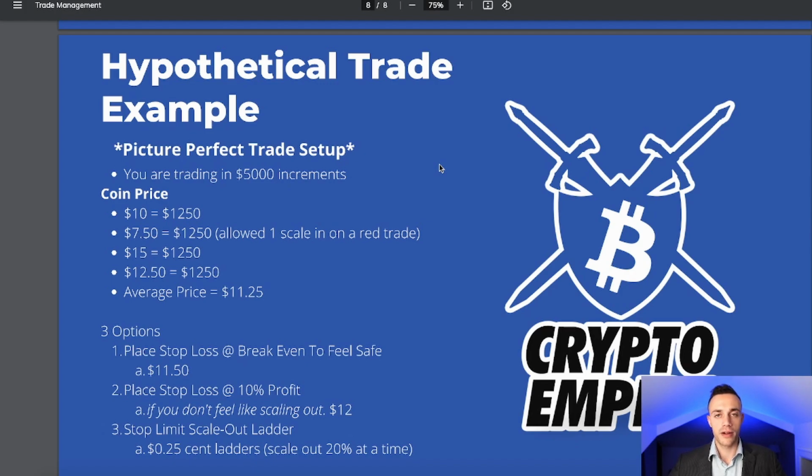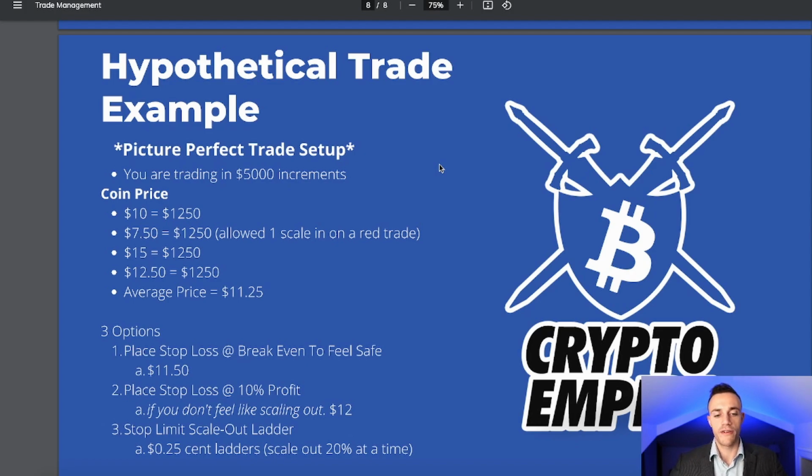Hypothetical example. So let's say you're looking at a coin and it's sitting in a beautiful picture perfect drop base rally demand zone, and the golden pocket, the 61.8 Fibonacci, lines up perfectly, also sitting on trendline support. It's just like a perfect trade setup. Your eyes are popping out of the screen and you want to get into this trade. So basically the coin XYZ is currently trading at $10, sitting at this picture perfect entry. So you enter into this position.